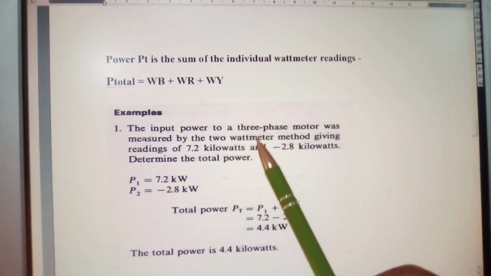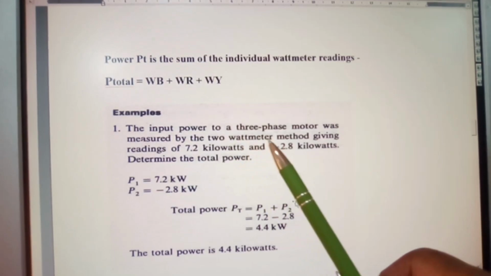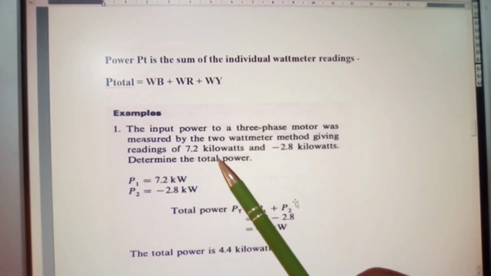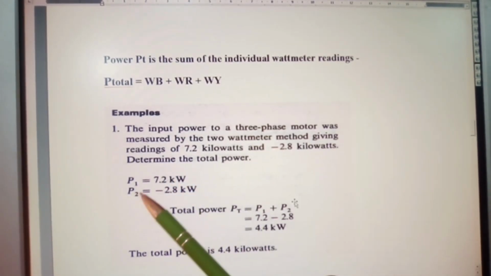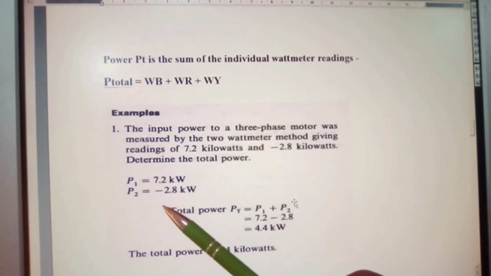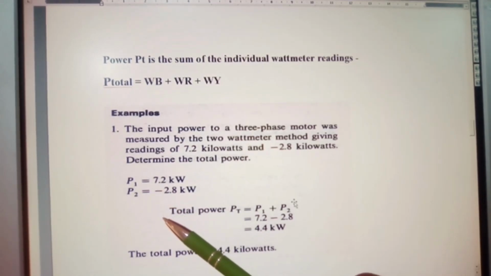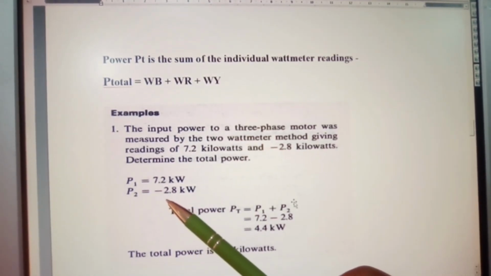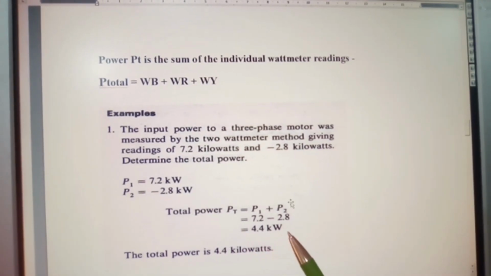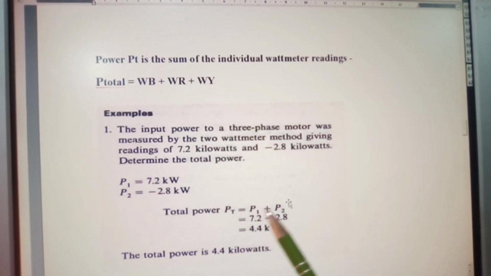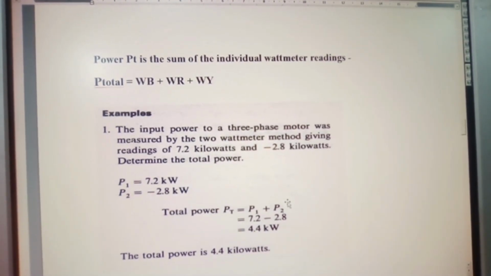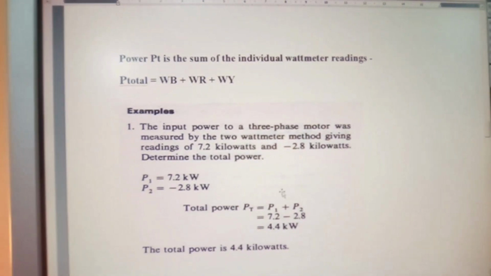The input power to a 3-phase motor was measured by the 2 wattmeters method, giving readings of 7.2 kilowatts and 2.8 kilowatts. Determine the total power. Okay, 7.2 kilowatts, and here we have minus 2.8 kilowatts, equals 4.4 kilowatts. And that is a simple process that's been applied here.